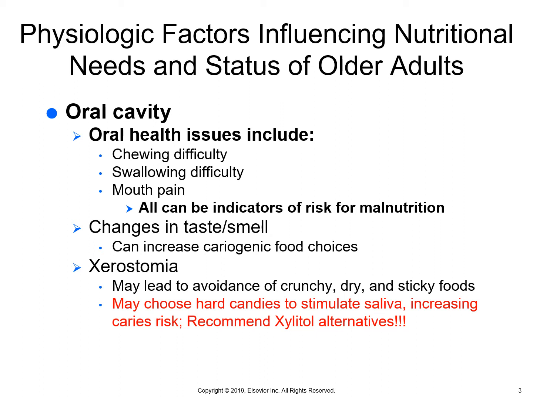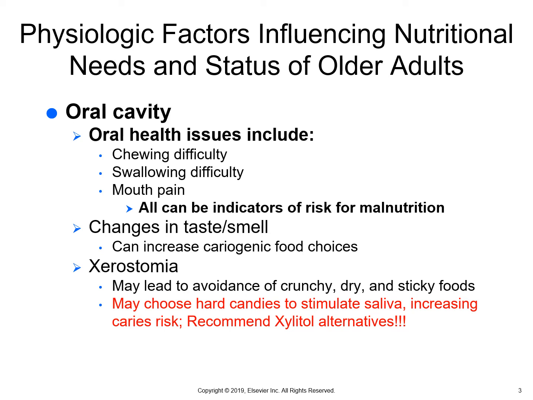Some of the oral cavity and oral health issues might include chewing difficulty. If they have dentures or if they're missing teeth, they could have difficulty chewing. Swallowing can be a problem too for older people as they get older for a multitude of reasons. Sometimes they experience mouth pain if a denture is not fitting well, if they've had any kind of treatment for cancer or things like, there's lots of things that can cause problems in the mouth. If they have candidiasis, these all can be risk for malnutrition.